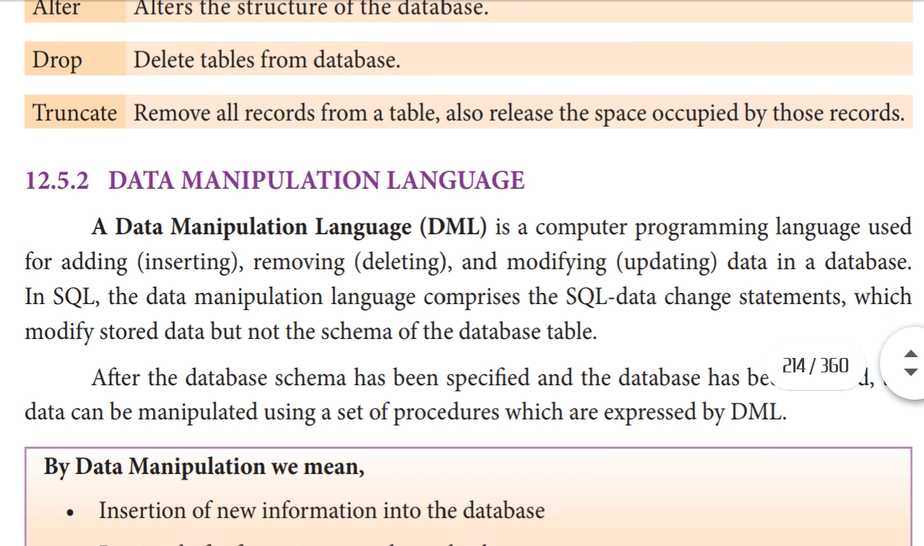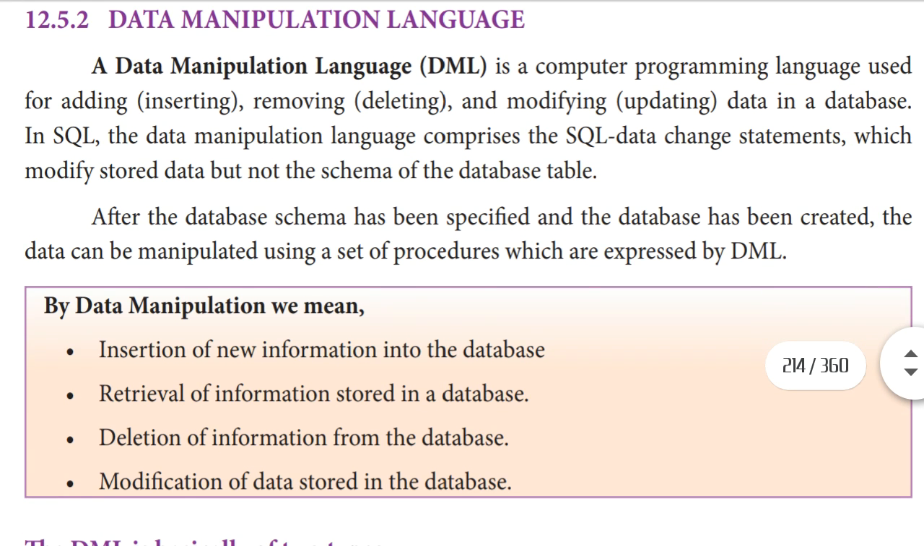Next we are going to see data manipulation language. Data manipulation language, shortly we can call it DML, is a computer programming language used for adding, that is inserting, removing, that is deleting, and modifying, that is updating data in a database. So these DML commands we use to change the data in the table. If you want to add new data, we can do it with the help of DML commands. Likewise, if you want to delete any data or change some data in the table, that also we can do with DML commands.